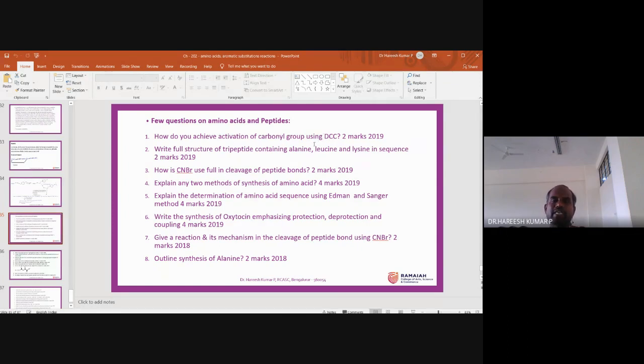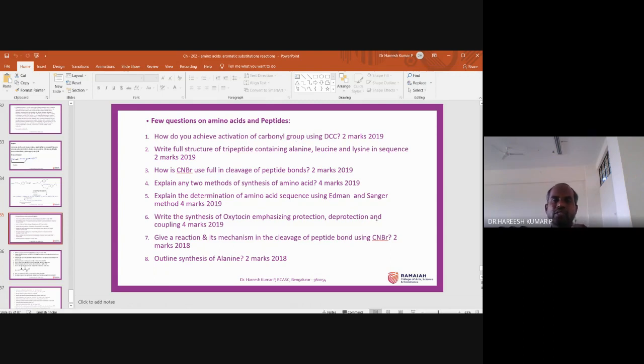So what we can say is that the carboxylic end of the amino acid reacts with the DCC and converts into an O-acyl urea. In this way, the amino acid is activated. So maybe you need to write the word O-acyl urea. Okay, so that you need to write.